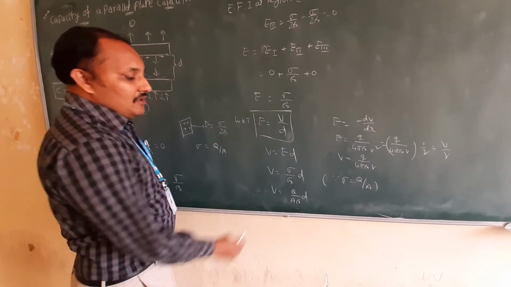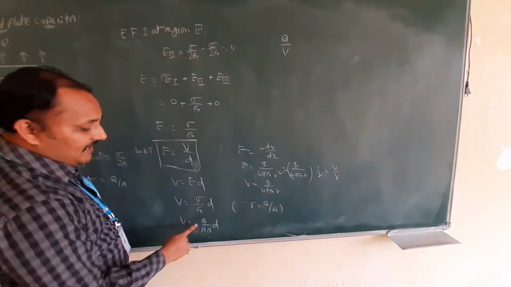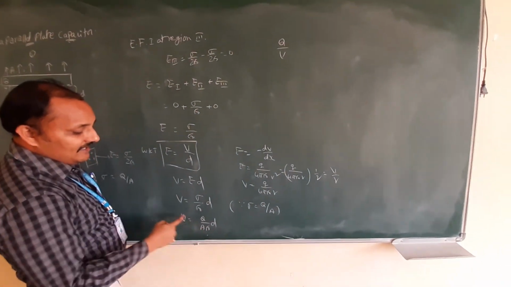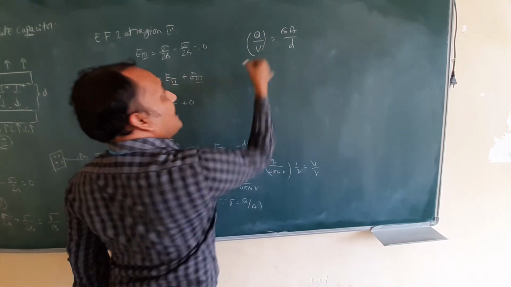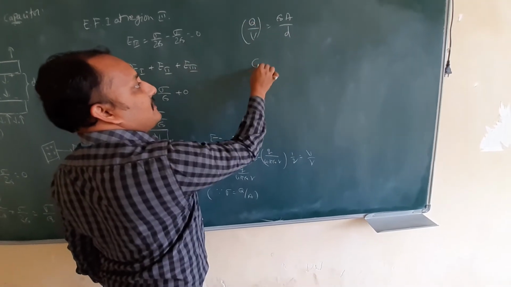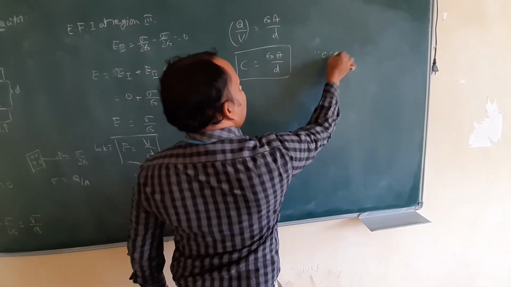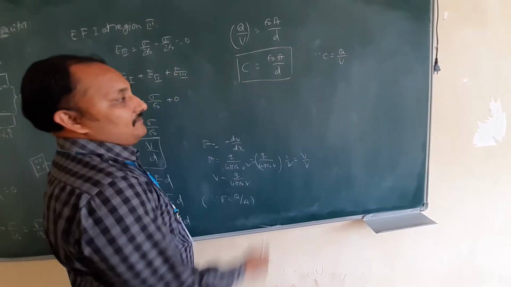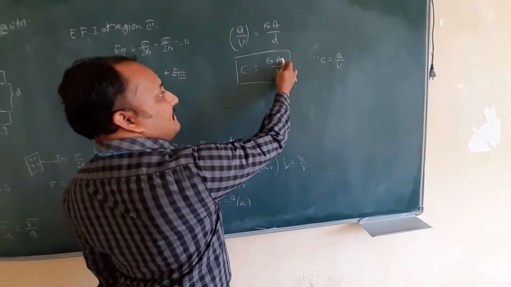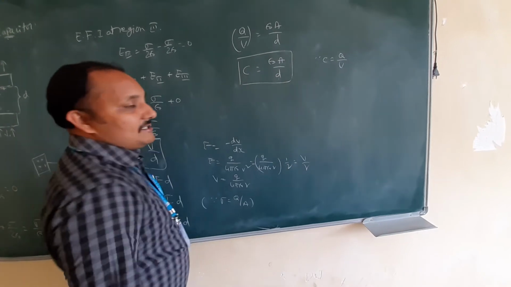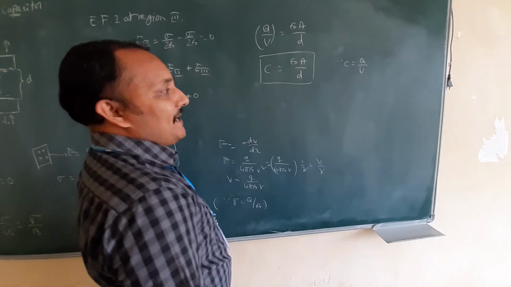Now we should find Q by V. Sending this to the other side, Q by V. From the equation, Q by A, I am writing this V here, then epsilon naught A will come to this side: Q by V is equal to epsilon naught A by d. What is Q by V? The ratio between charge and potential is nothing but capacity, epsilon naught A by d, since C is equal to Q by V. This is nothing but the capacity of a parallel plate capacitor, which has each metal plate of area A, separated by a small distance d.